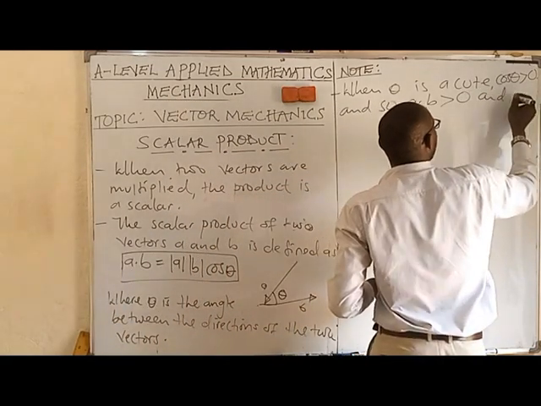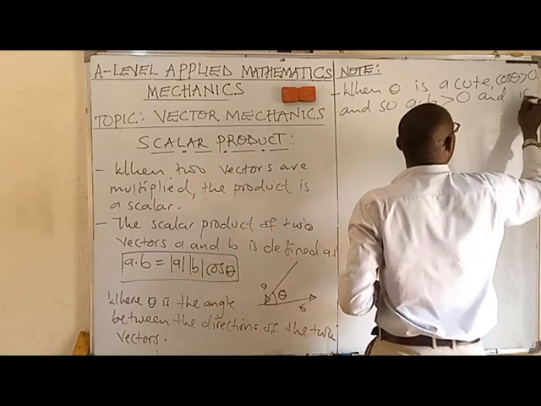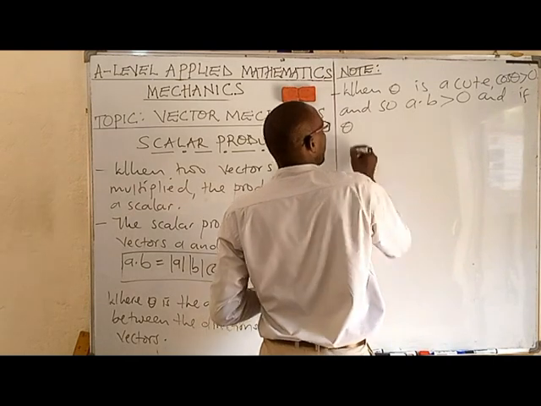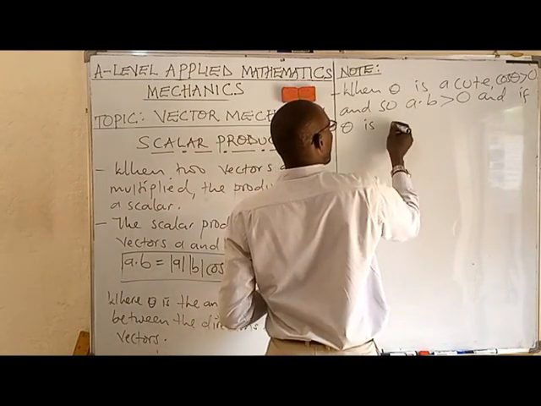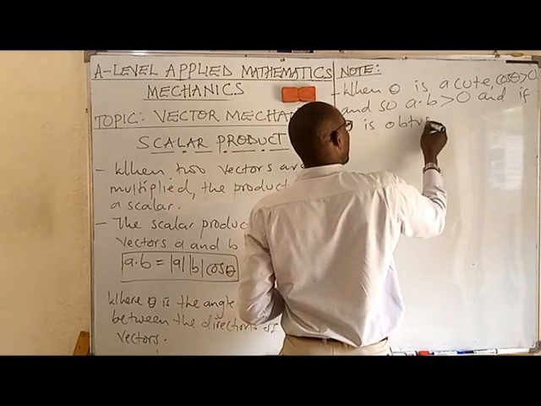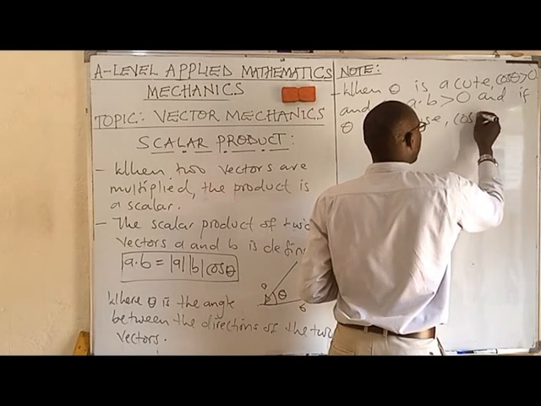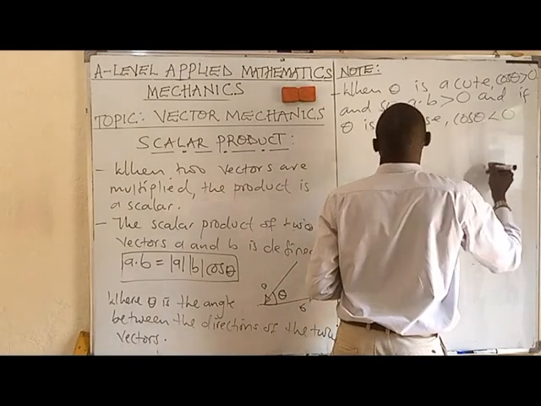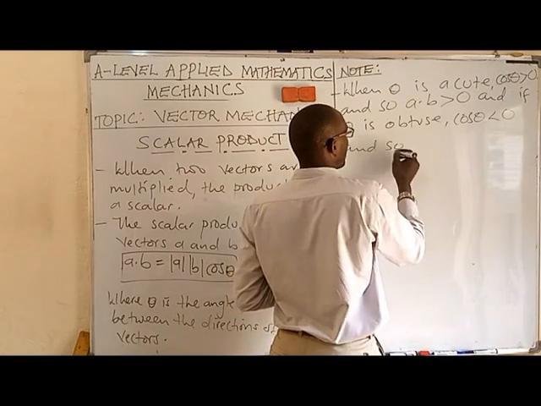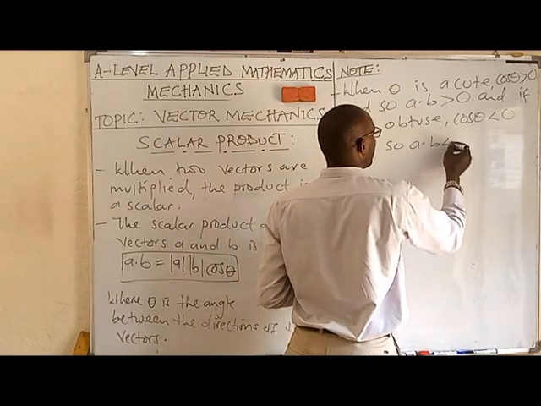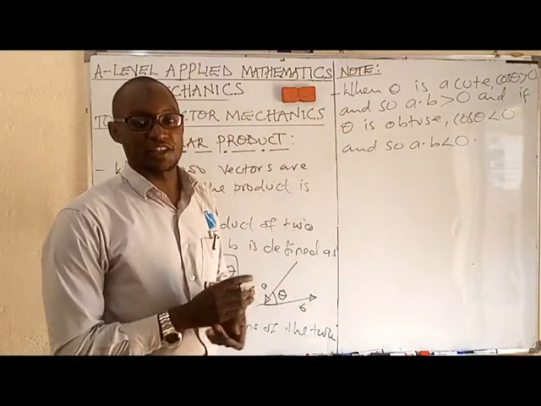And if theta is obtuse, meaning that it is greater than 90, then the cosine of theta is going to be less than 0, and also A dot B is going to be less than 0. I want people to take that note.